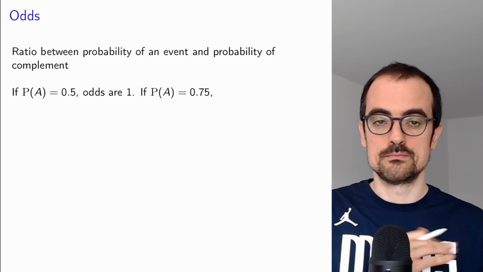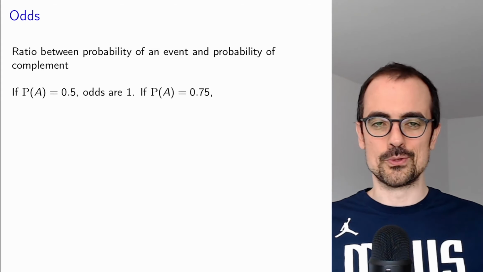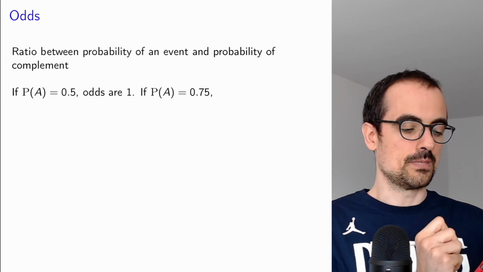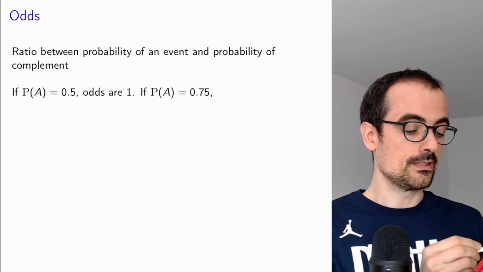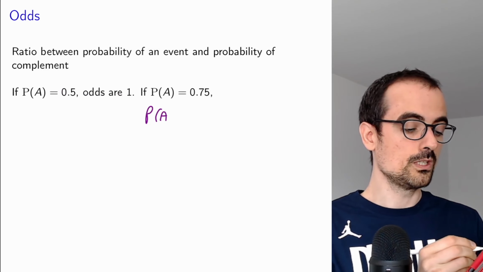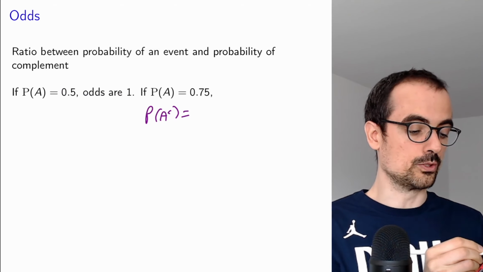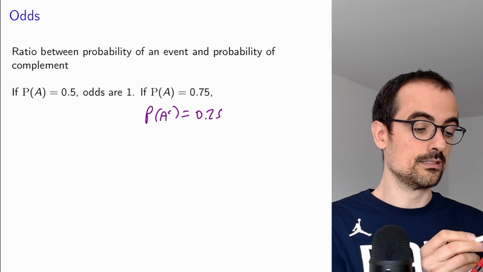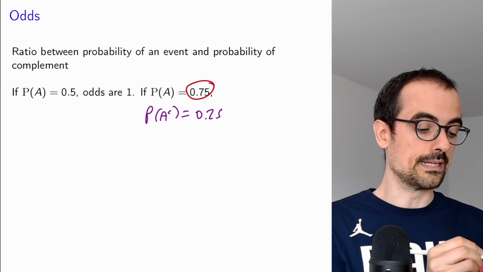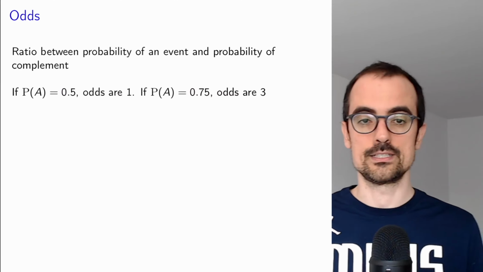Let's do another example, and maybe you can do this. You can pause the video and do this on your own to see if you understand. If the probability of an event is 0.75, then the probability of the complement is 1 minus 0.75, which is 0.25. And if we divide these two numbers, we get 3. So the odds are 3 in that case.